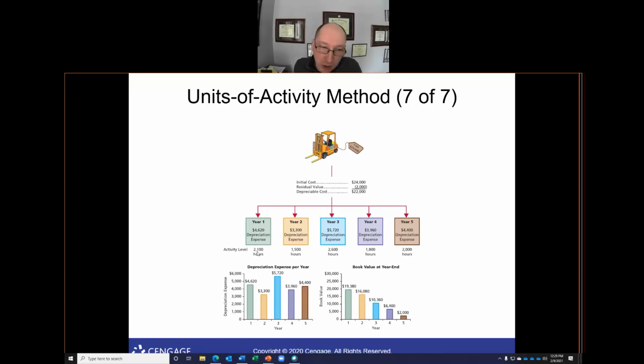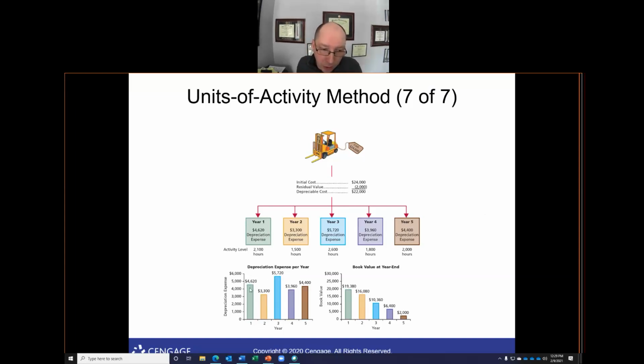In the first year, I used the forklift for 2,100 hours. So $2.20 times 2,100 got us to $4,620 for that first year. The second year, I used it for 1,500 hours. $2.20 times 1,500 equals $3,300. And so forth and so on. You do the same calculation for each year to figure out the depreciation for each year. We know it's going to be different for each year because we're using the forklift for a different number of hours each year.